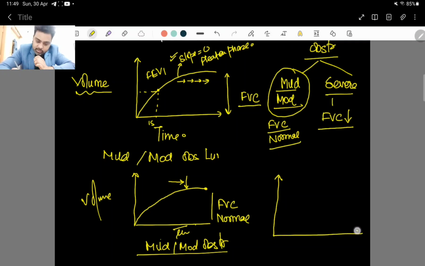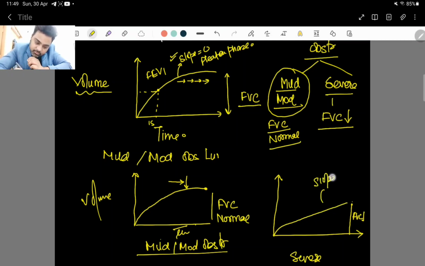Whereas in case of severe obstructive disease, if we draw the same graph, we will again take two things into account: one is the FVC and second is the plateau phase. As the obstructive lung disease becomes severe, there is shifting of the plateau phase to the right side, so there will be no plateau phase and FVC will be reduced. The slope will never be equal to zero, that is, there will be no plateau phase.